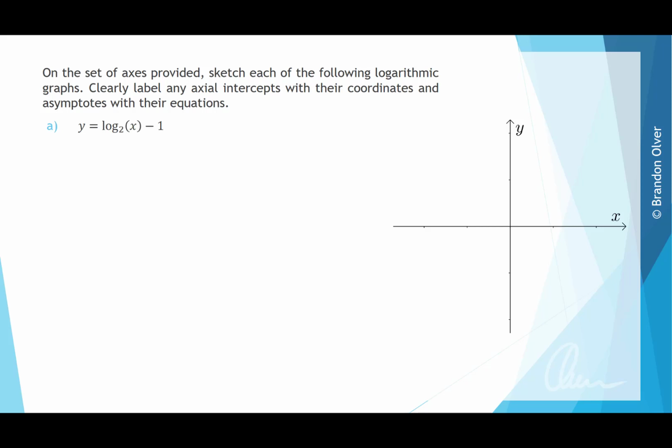On the set of axes provided, sketch each of the following logarithmic graphs. Clearly label any axial intercepts with their coordinates and asymptotes with their equations. For part A, we're asked to sketch y equals log 2 of x minus 1.